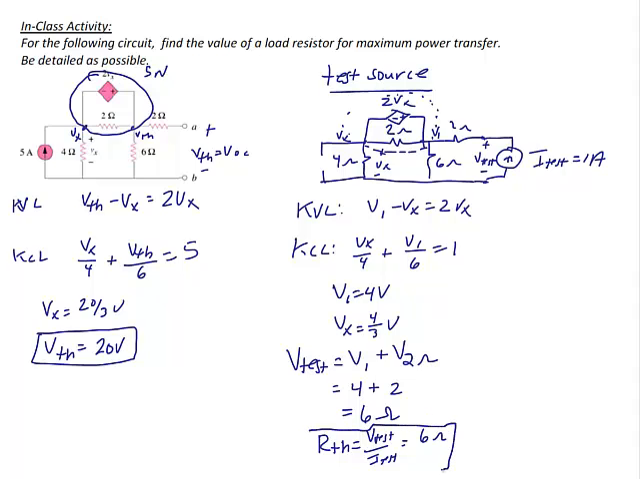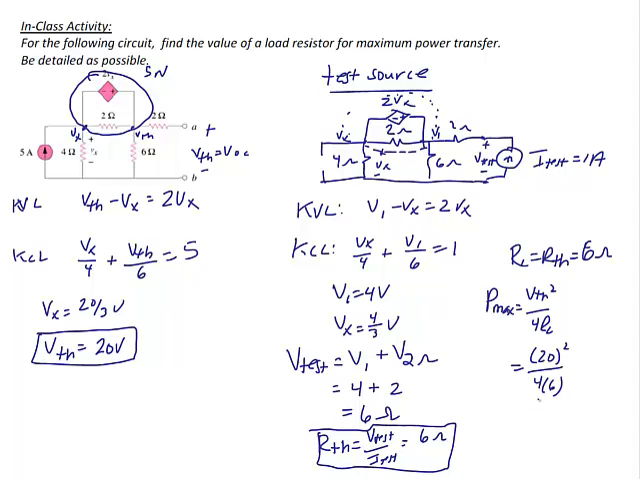So now that we have V Thevenin and R Thevenin, we know that for maximum power transfer, RL equals R Thevenin, so the load resistance equals 6 ohms. And the maximum power that's transferred to that load is V Thevenin squared over 4 RL, or 20 squared over 4 times 6. So the maximum power is 16.67 watts.